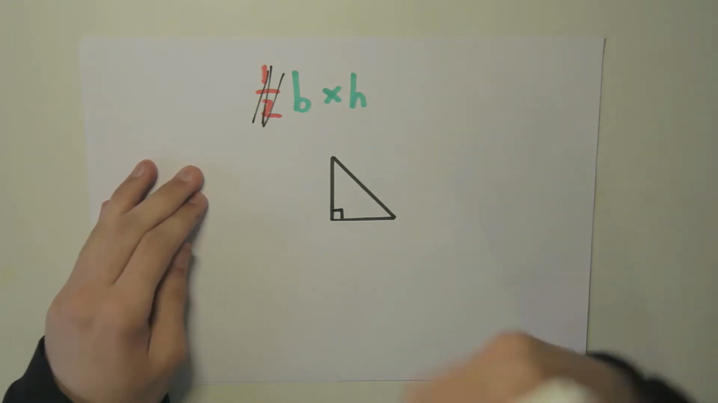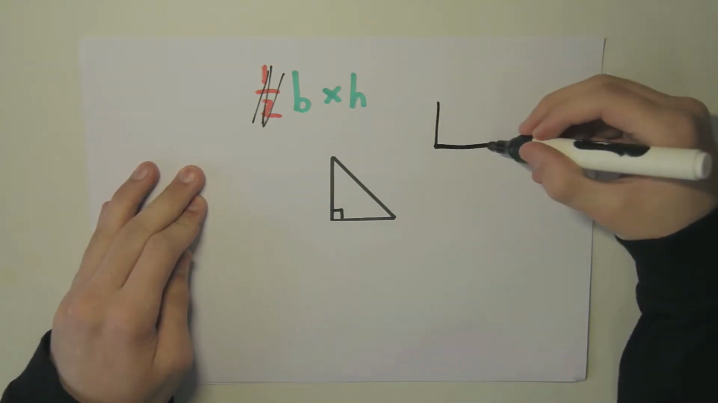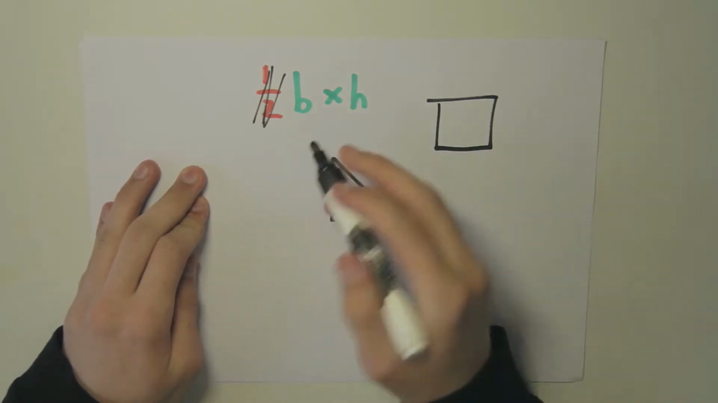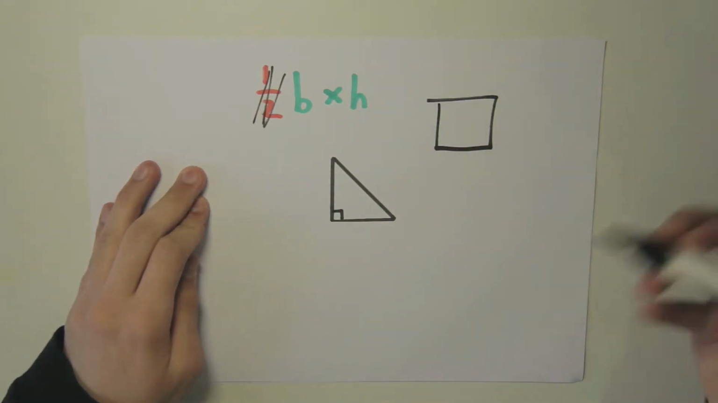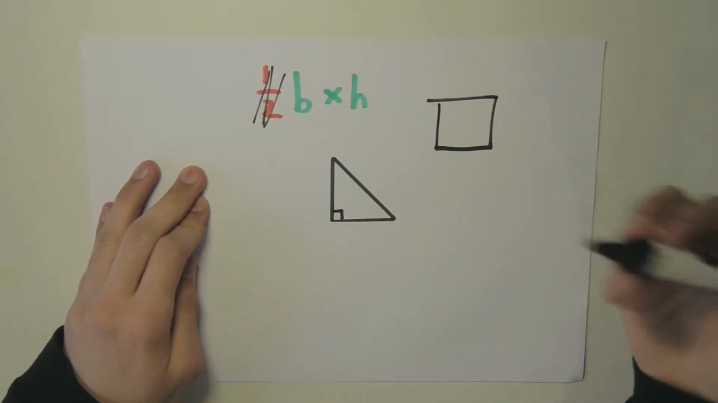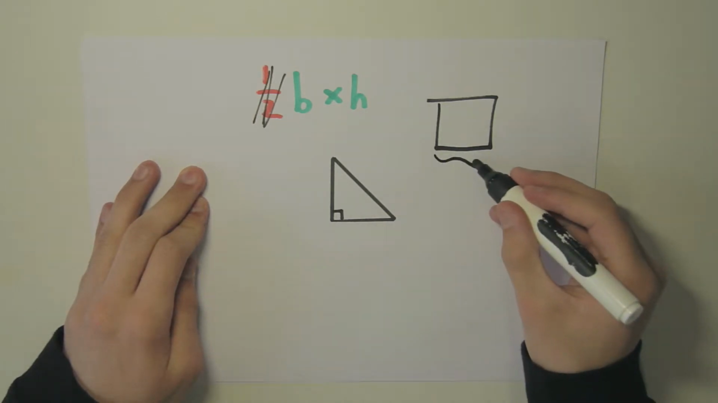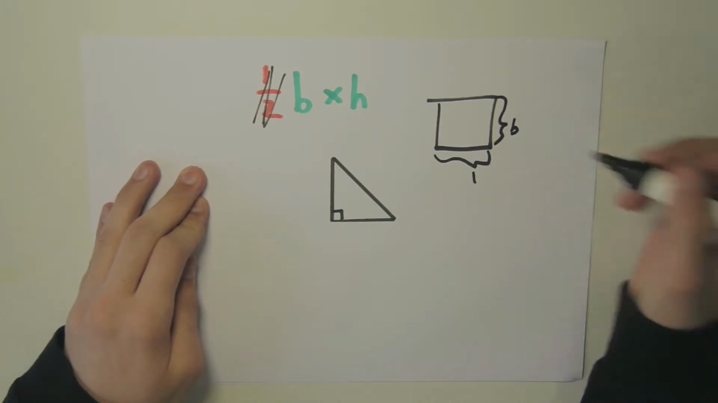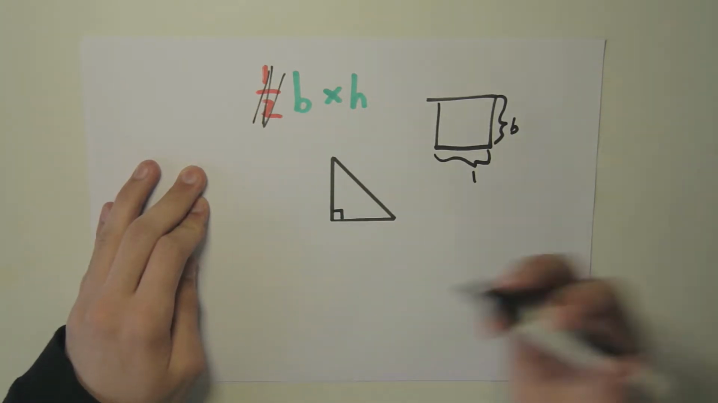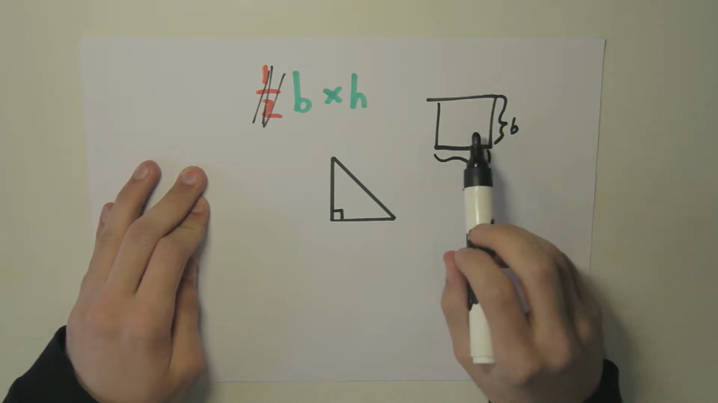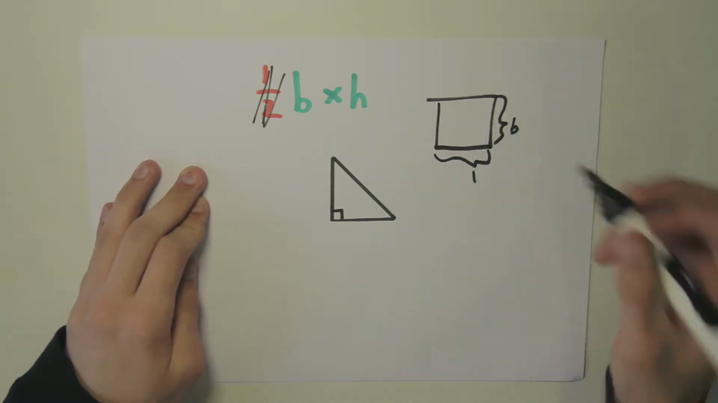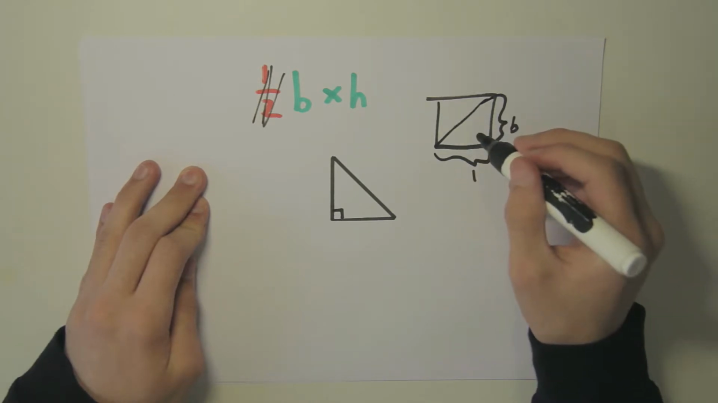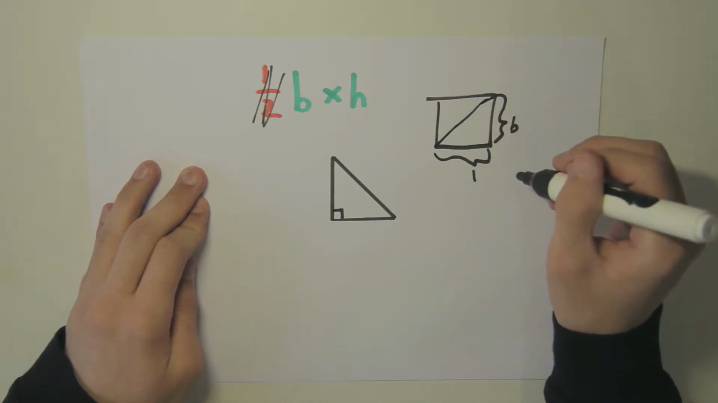Now, I'm pretty sure this is ringing bells to somebody. Base times height, that is a square. Now, the base, they usually say for a square, length times length, or for a rectangle, length times breadth. So over here, we have length, and over here we have breadth. Now that is base times height. What can we do to make this a triangle? We can just draw a diagonal line and we have two equal triangles.